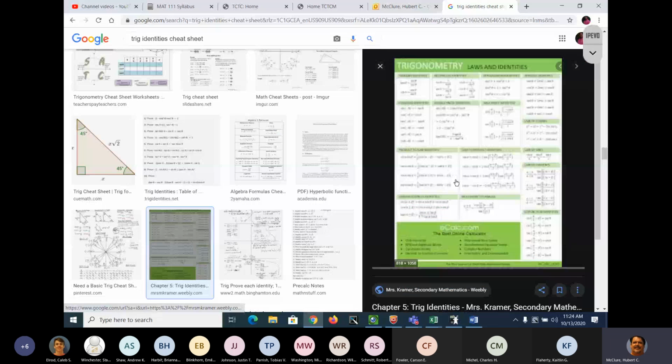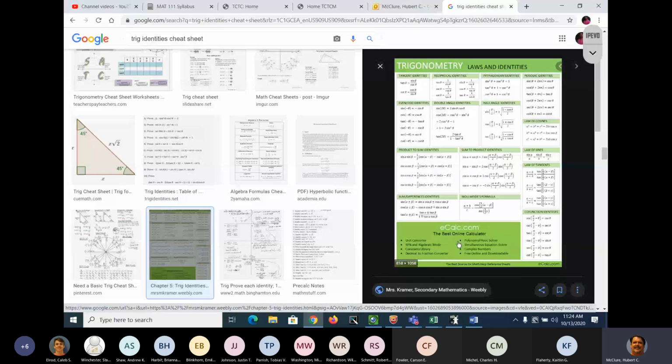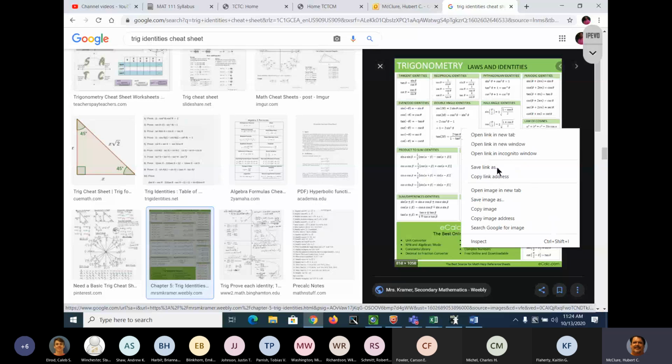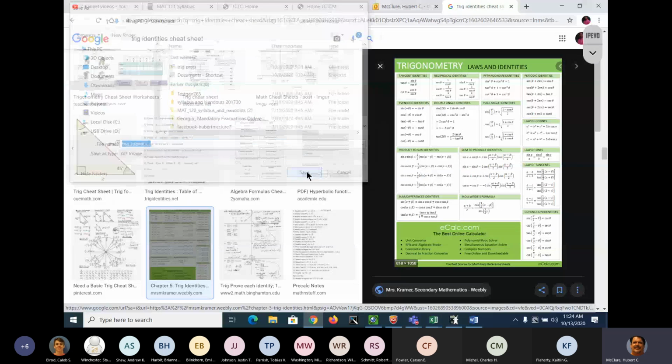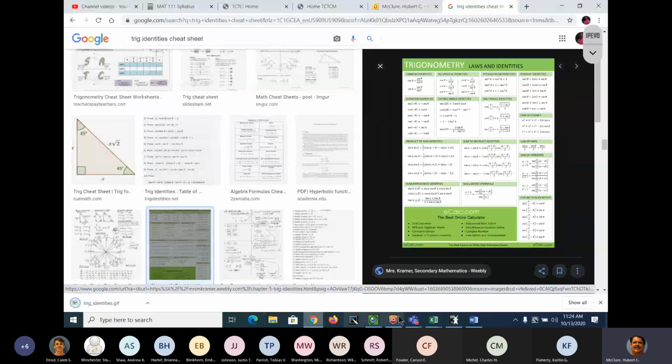Now, how you print this out is fine. Look it up, see if you can find a cheat sheet. There it is. Might want to save it and then blow it up, save image as Trig Identities, then go to your handy dandy Word.